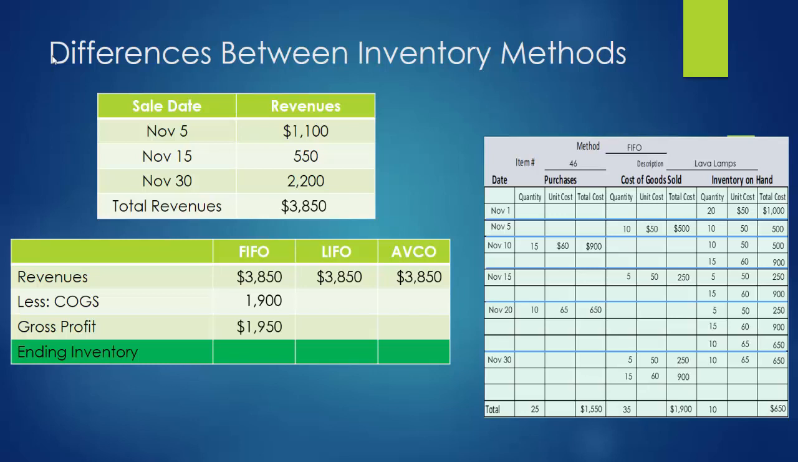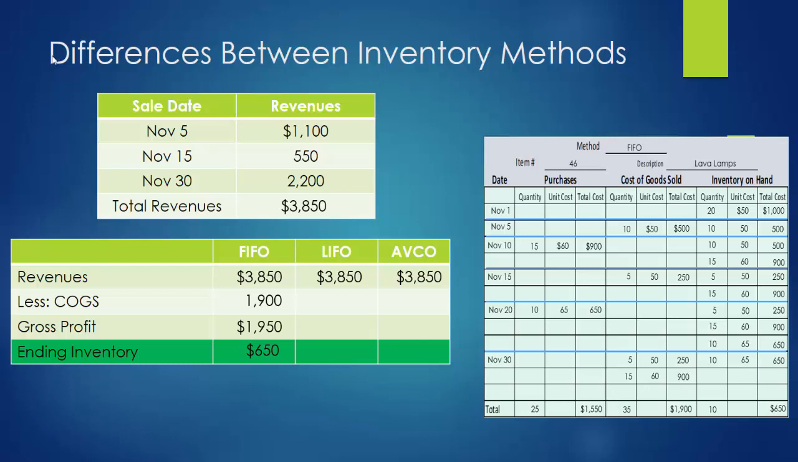Our ending inventory on our FIFO table, as we can see in the very bottom right hand corner, is being carried at a total cost of $650. That's the amount of inventory that we would report for lava lamps on our balance sheet.